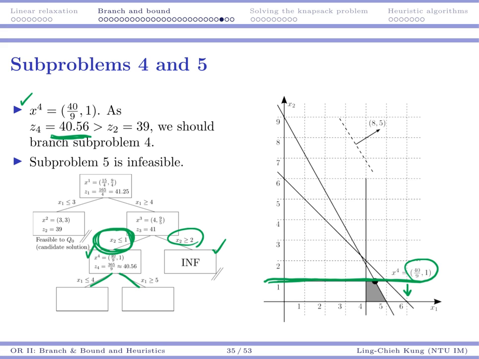Our x1 here is a fractional value, so we add two constraints: either x1 is less than or equal to 4 or greater than or equal to 5. At the same time, we move on to subproblem 5. Subproblem 5 says that our x2 should be greater than or equal to 2. This gives us an infeasible solution, and then we may also stop there.